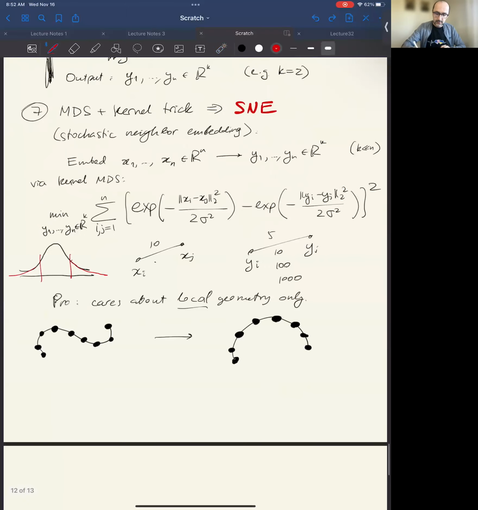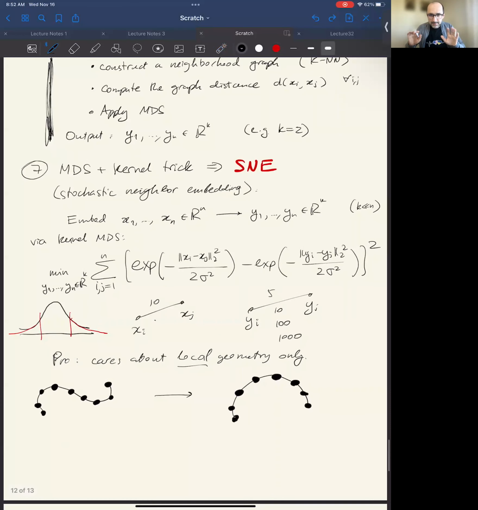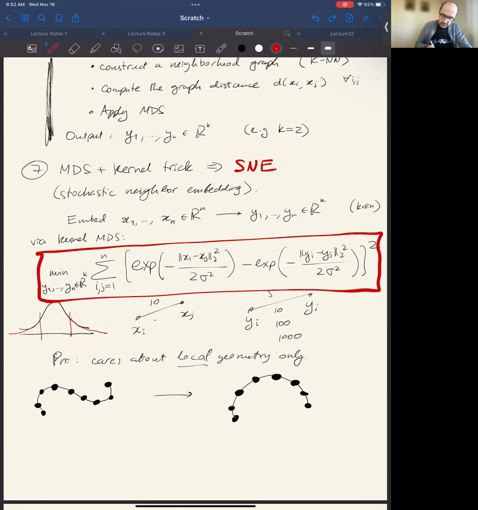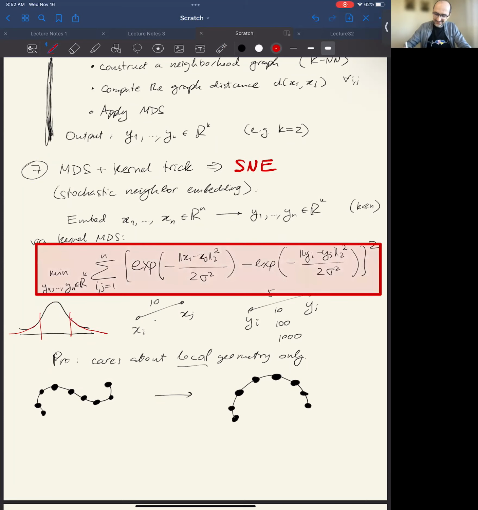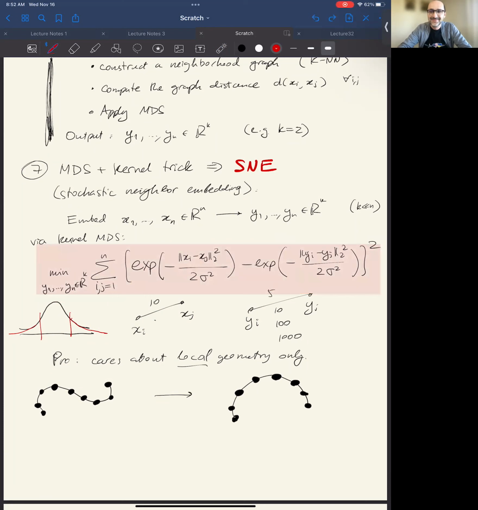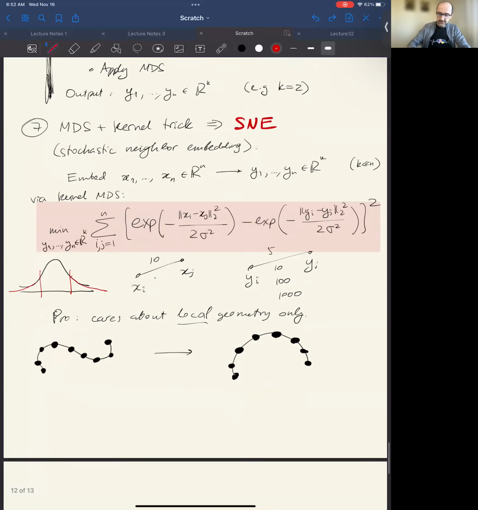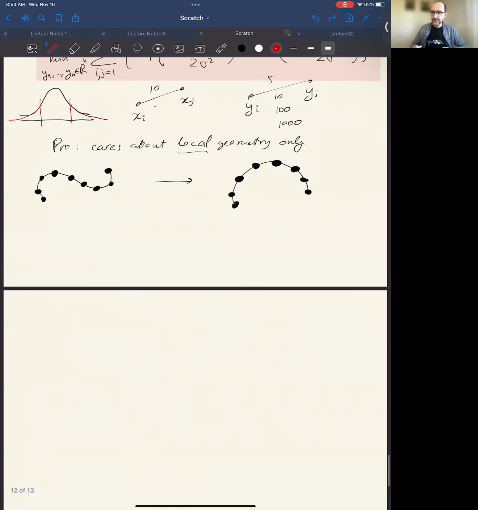Any questions about SNE? It's not the best method. I'm going toward t-SNE, and that will be the main competitor. But that's our necessary step toward that.